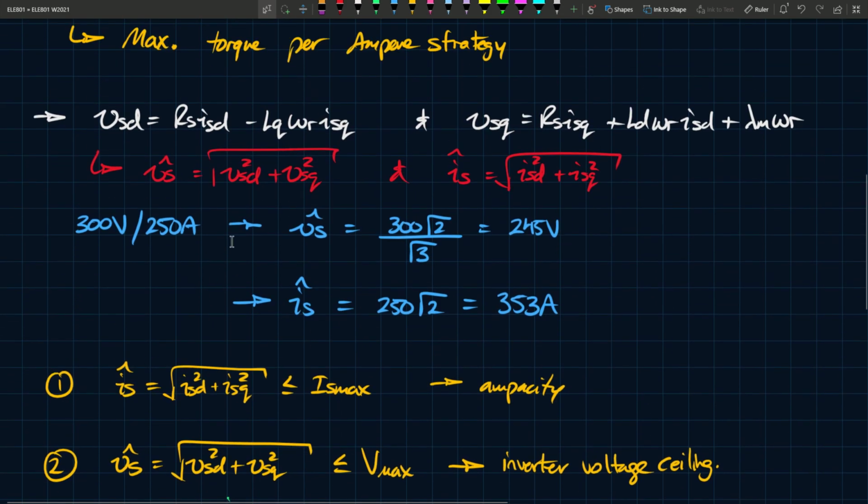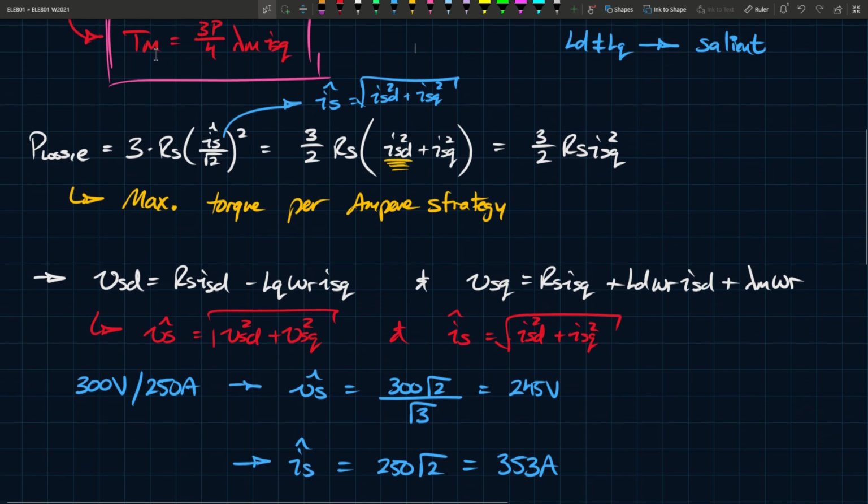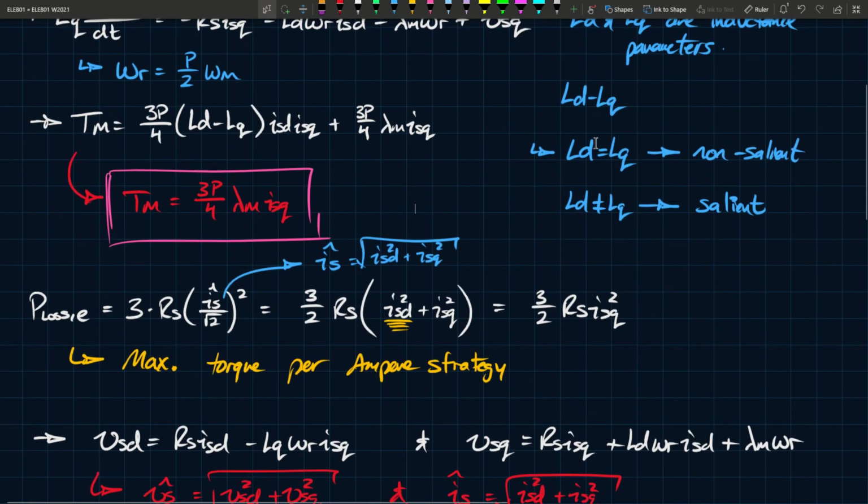But the main thing to take away from this is ISQ controls the torque, ISD is set to 0 in maximum torque per ampere, but if we want to have field weakening, we need a salient machine, which is the only way we can have field weakening. You use ISD. So ISD does field weakening when it's salient. When it's non-salient, which it usually is, ISD is 0, and you have max torque per ampere, and ISQ controls the torque.